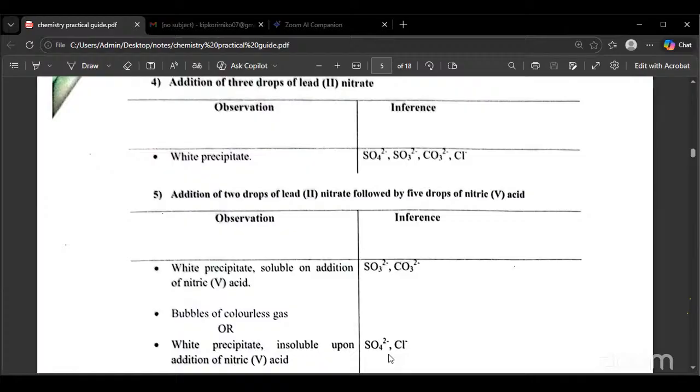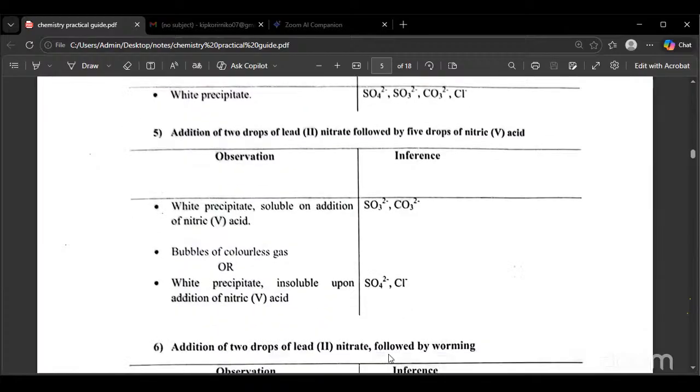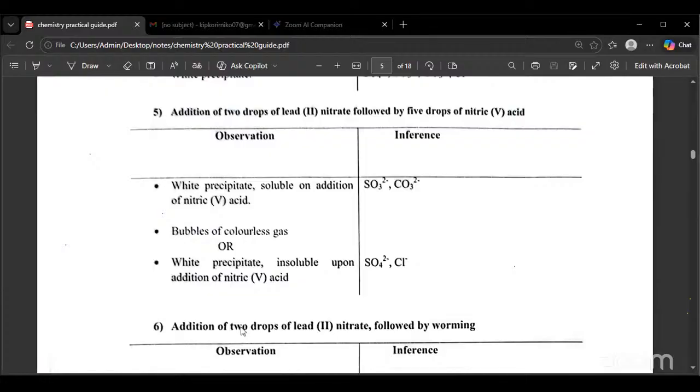Now, chlorides you normally test using warming, or you warm that solution. I hope it is here. Yes, there is addition of 2 drops of lead 2 nitrate followed by warming. This one, actually, this warming is autocorrect. I didn't even want to change it. I just said people will not forget that one. So addition of 2 drops of lead 2 nitrate, and then you warm, is actually a test for chlorides alone.